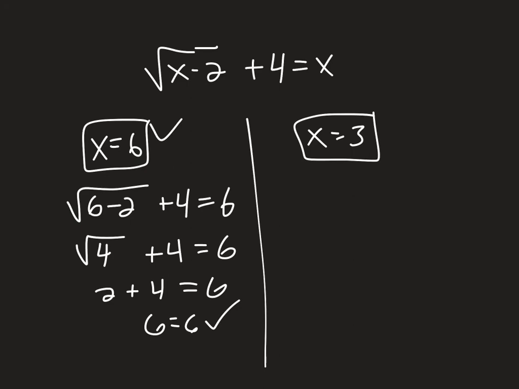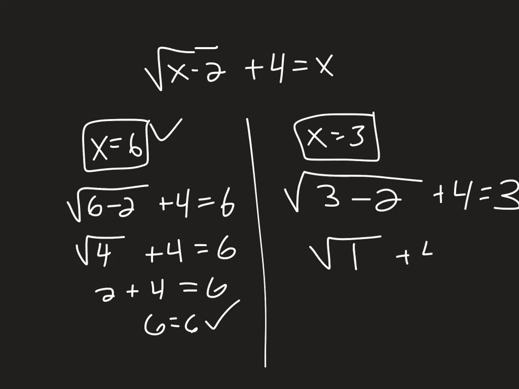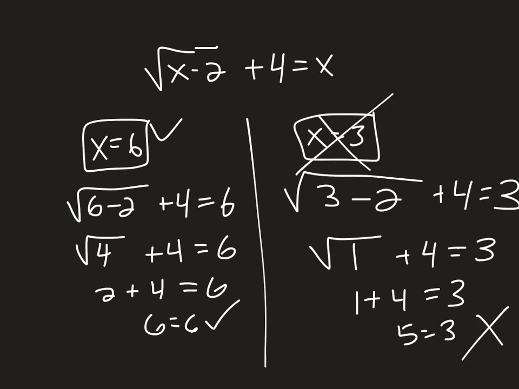So let's check x equals 3. So we get the square root of 3 minus 2, plus 4 equals 3. 3 minus 2 is 1. The square root of 1 is 1. And 1 plus 4 is 5. So that one does not work. That means that x equals 3 is not an answer. So x equals 6 would be our only answer. That's our final answer.